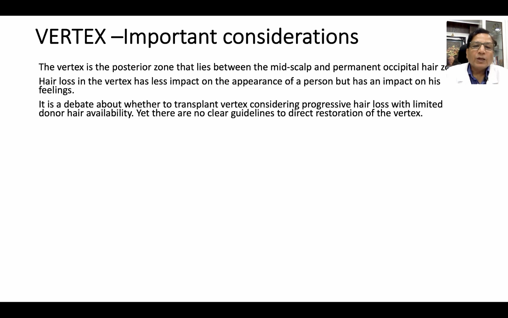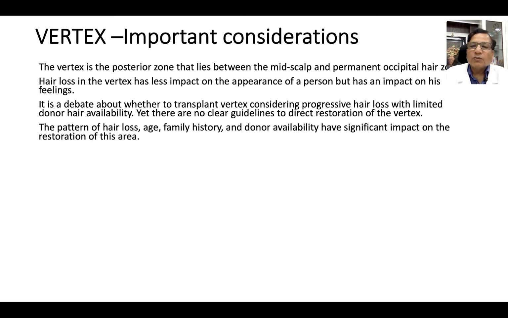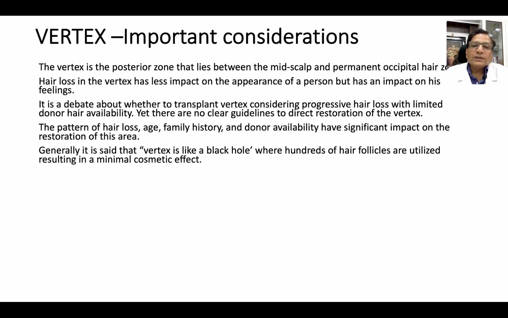The pattern of hair loss, age, family history, and donor availability have a significant impact on the restoration. Supposedly, if a patient comes to you in grade 4, and yes, in grade 4 there is a loss in the vertex also, he may ask for it. But initially, in the first hair transplant, you avoid it and maintain them on medical treatment. Generally, it is said the vertex is like a black hole where hundreds of hair follicles are utilized, resulting in minimal cosmetic result. Understand this point.